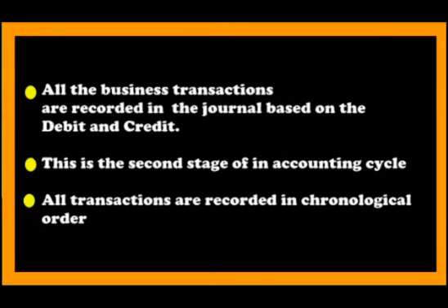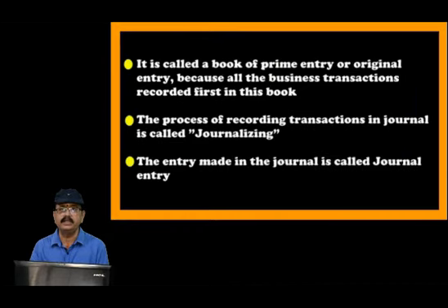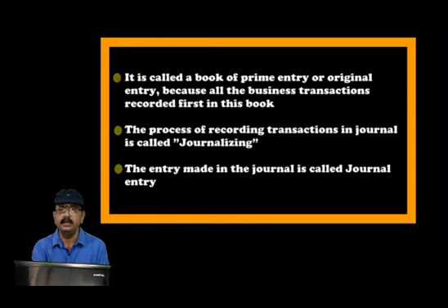All transactions are recorded in chronological order. It is called a book of primary entry or original entry because all the business transactions are recorded first in this book. The process of recording transactions in the journal is called journalizing. The entry made in the journal is called a journal entry.